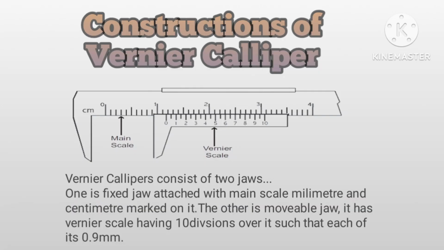Now come to construction. Vernier caliper consists of two jaws. One is the fixed jaw with the main scale attached to it, and the main scale has centimeter or millimeter marks on it. The other jaw is the movable jaw. It has a vernier scale having 10 divisions over it, such that each division is 0.9 millimeter.